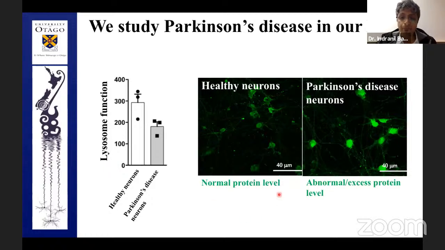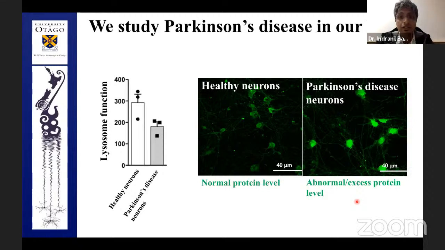There is another protein which is called alpha-synuclein. I don't need to get into the details of it, but this protein is dysfunctional in Parkinson's disease. What you are seeing in the left-hand side picture is healthy neurons and a normal level of the protein. But in Parkinson's disease neurons, the protein levels, the dark green spots, increase. That's because one of the reasons is the lysosomes cannot degrade this protein, and that's why the protein levels increase, and it leads to toxicity buildup inside the cells, which again leads to the death of the neurons. So these are the kind of researches that we are doing in our lab currently.